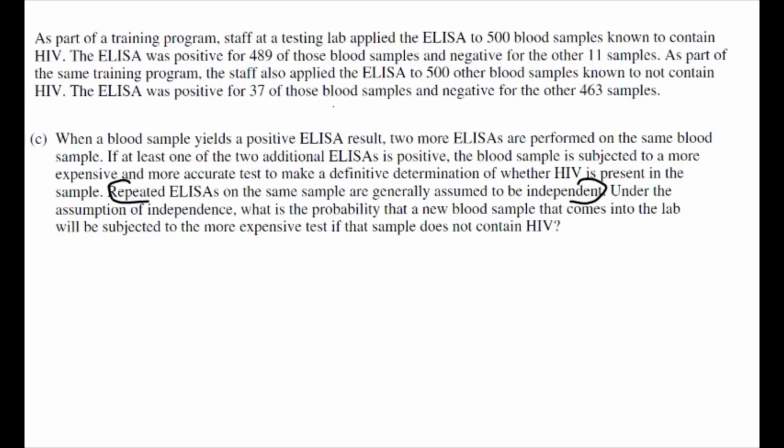Now this part states that repeated ELISAs are assumed to be independent, and this is just a hint for us to know that we can use the multiplication rule for probability, since each event, which is a result of the assays, is independent. The question is asking us to find the probability that the expensive assay is even undergone, in the case that the sample does not contain HIV.